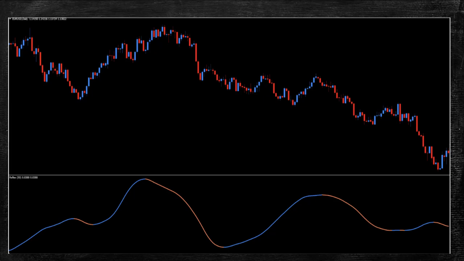Now, if I didn't preface that and you saw the Reflex indicator at first glance, you're probably thinking, man, what a great indicator. Look how smooth it is. Look how accurate it is. Now, if you don't know, when the color changes, for example, from orange to blue, that is your signal to go long. Conversely, when it changes from blue to orange, that is your signal to start going short.